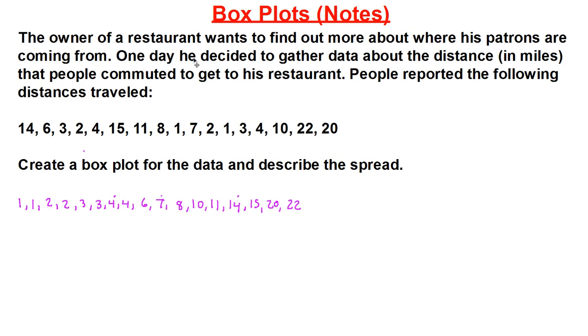The owner of a restaurant wants to find out more about where his patrons are coming from. One day he decided to gather data about the distance in miles that people commuted to get to his restaurant. People reported the following distances traveled. So, this is our data. Of course, whenever you get data, the first thing you should do is put it in order from least to greatest.